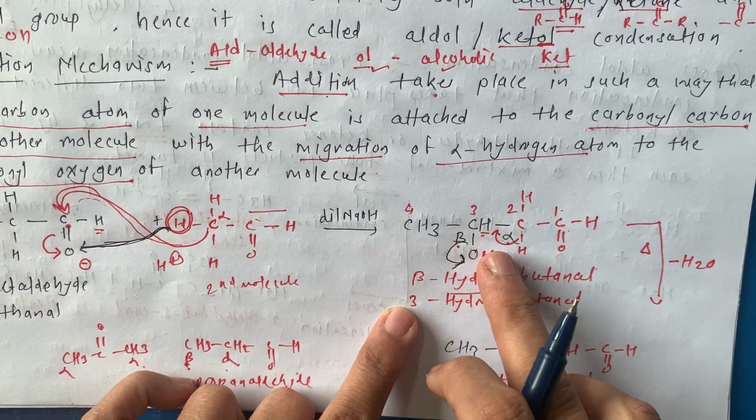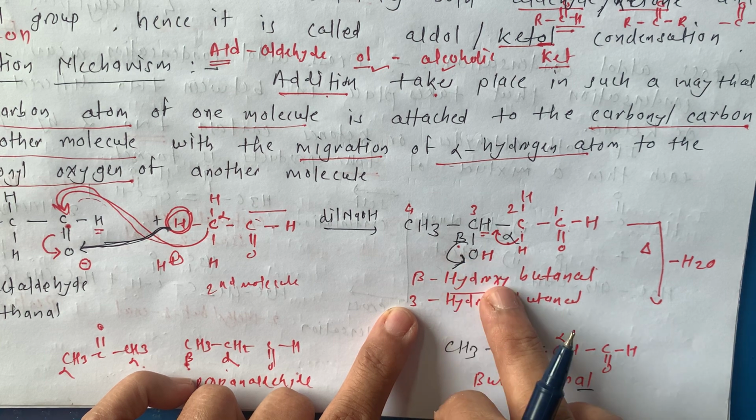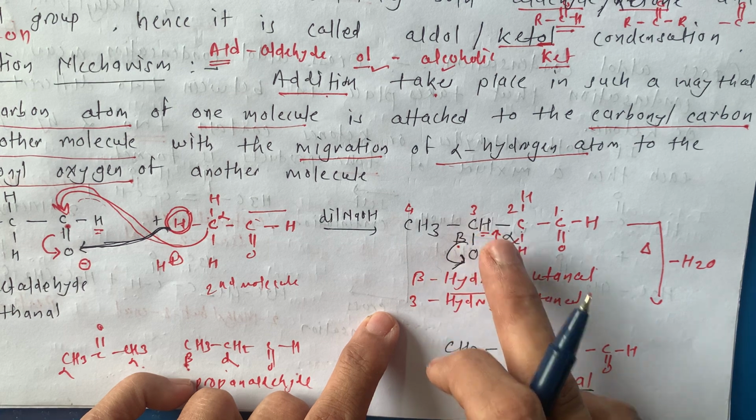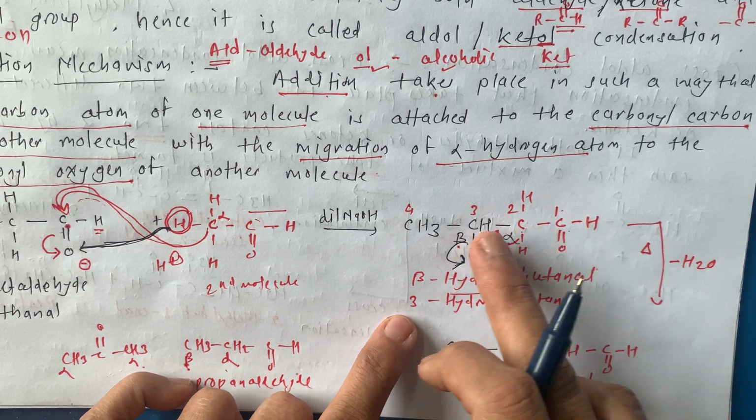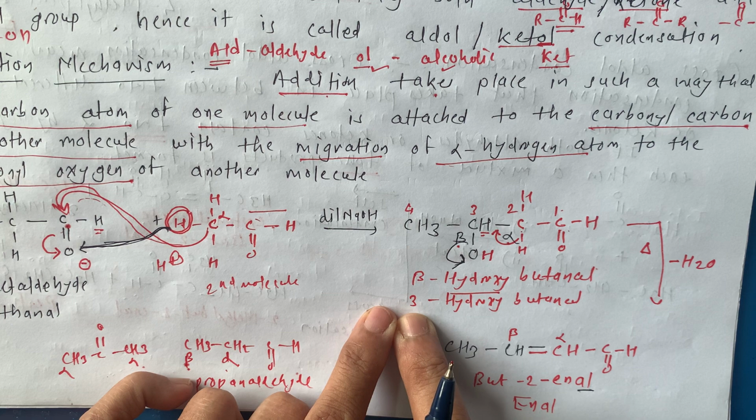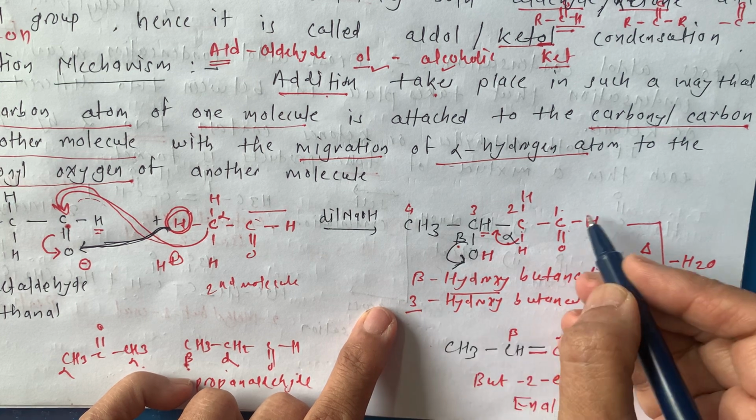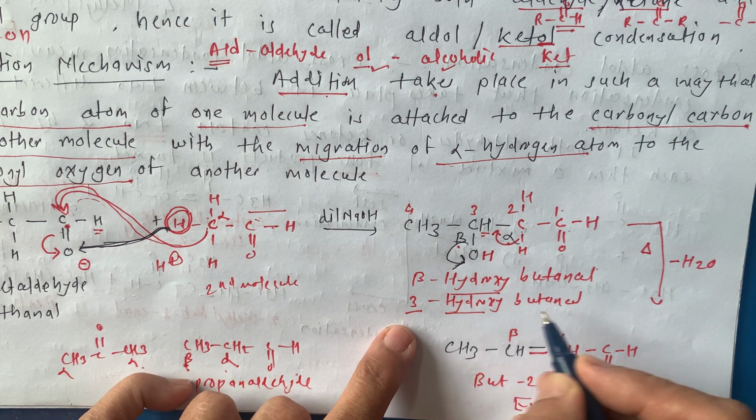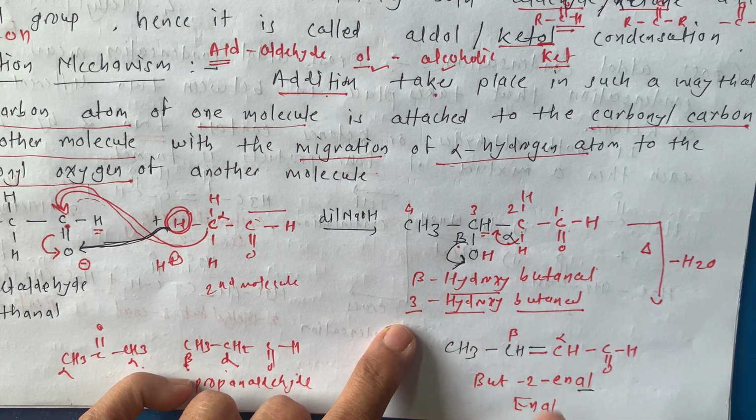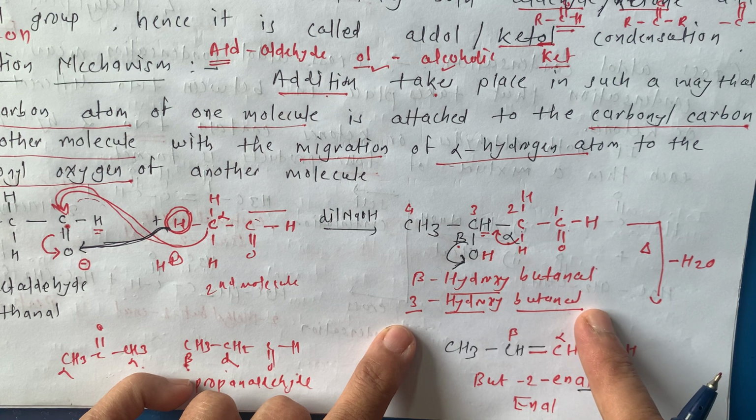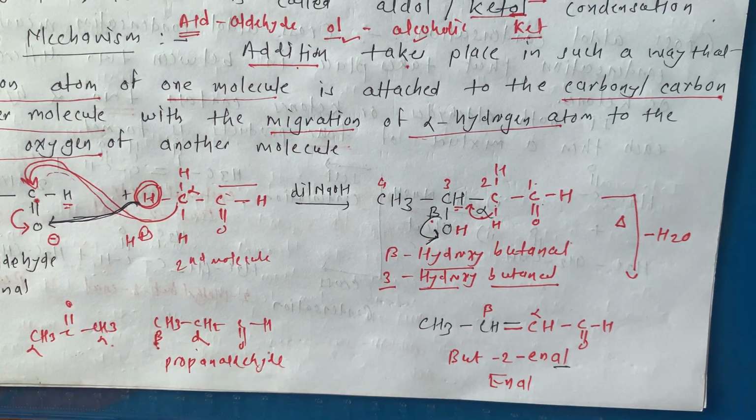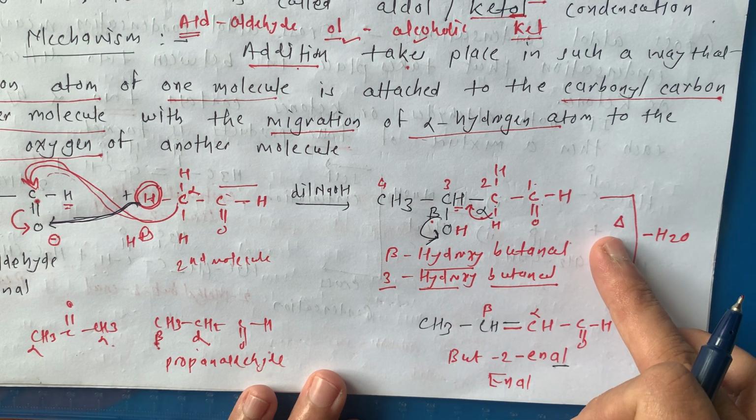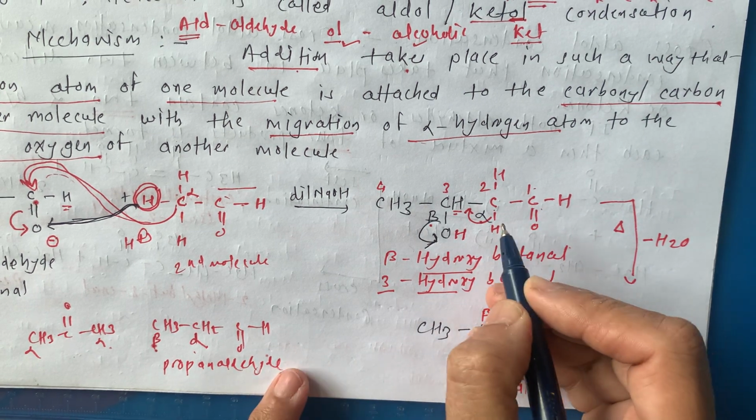Now we mention this alcoholic OH group as a hydroxy group, which is present on the beta carbon. When we number it, it will come on number 3. 1, 2, 3. So this is known as 3-hydroxybutanol.